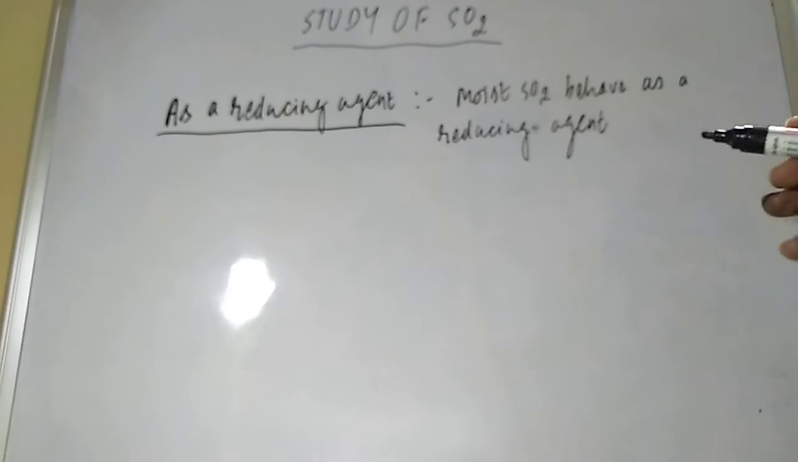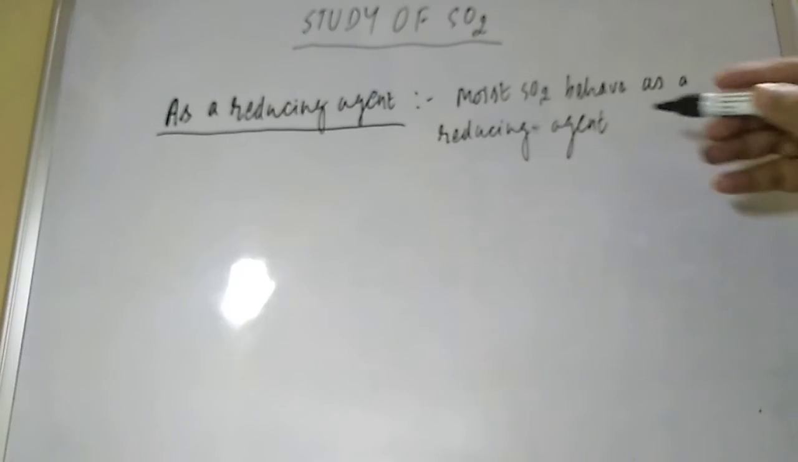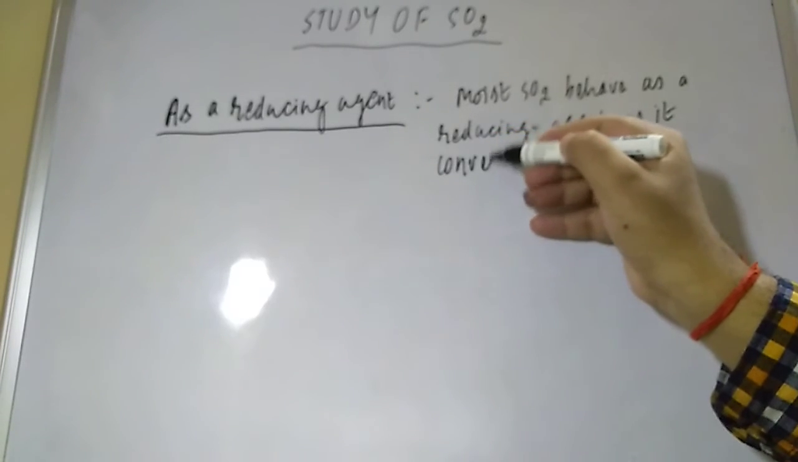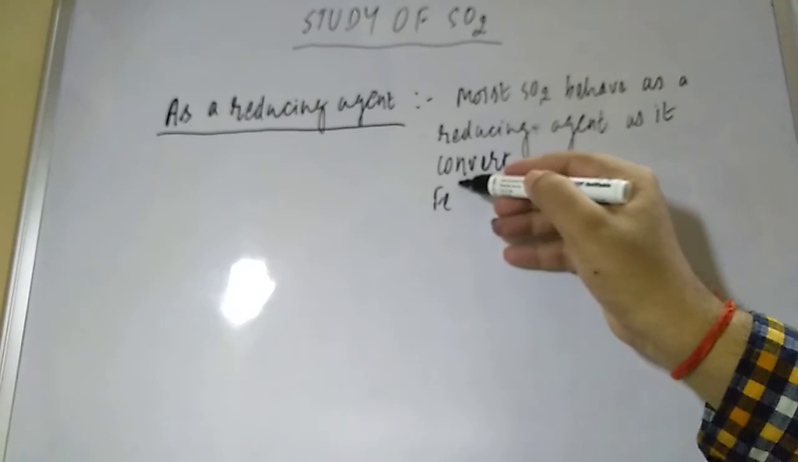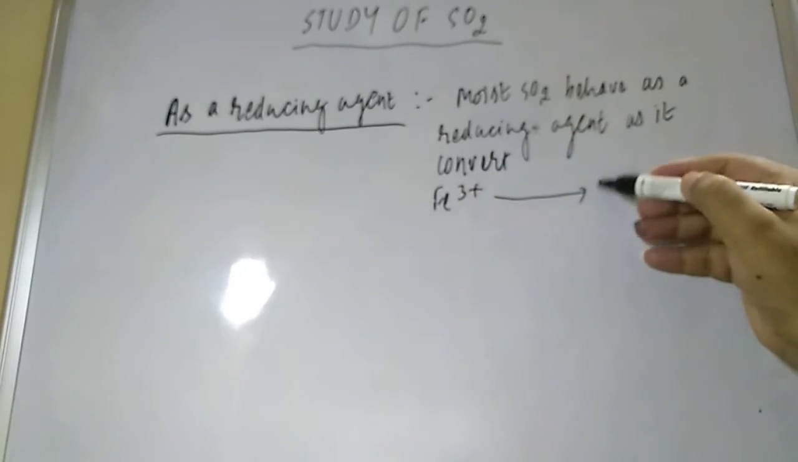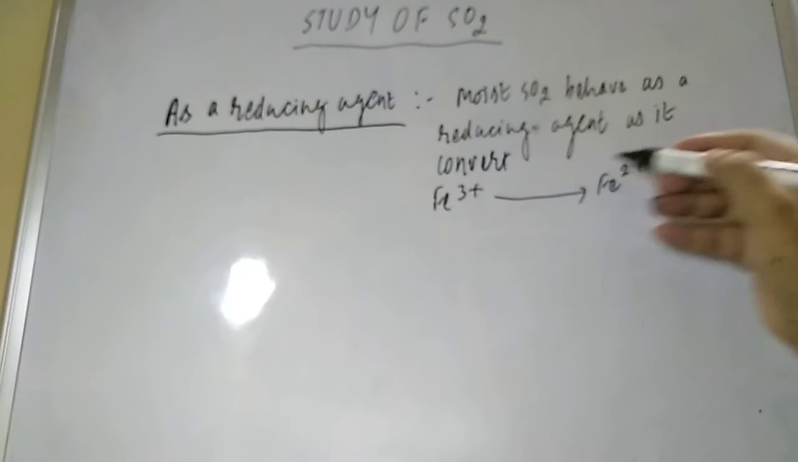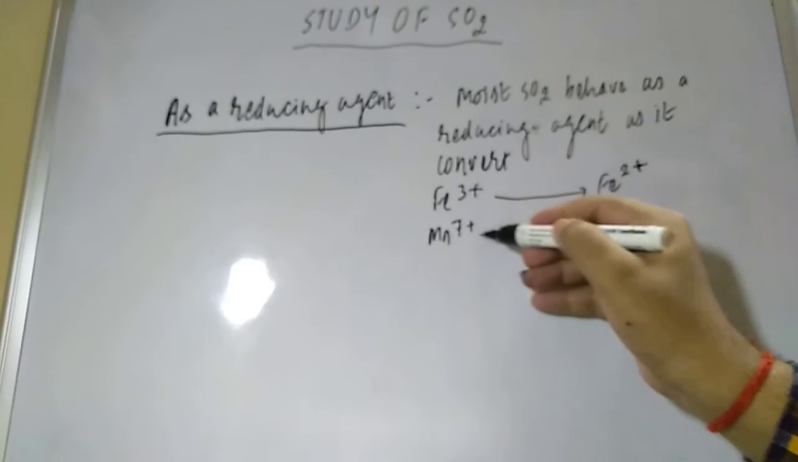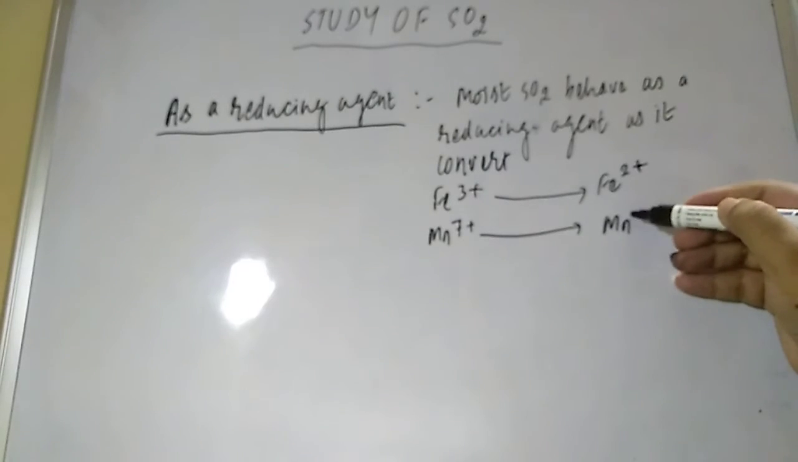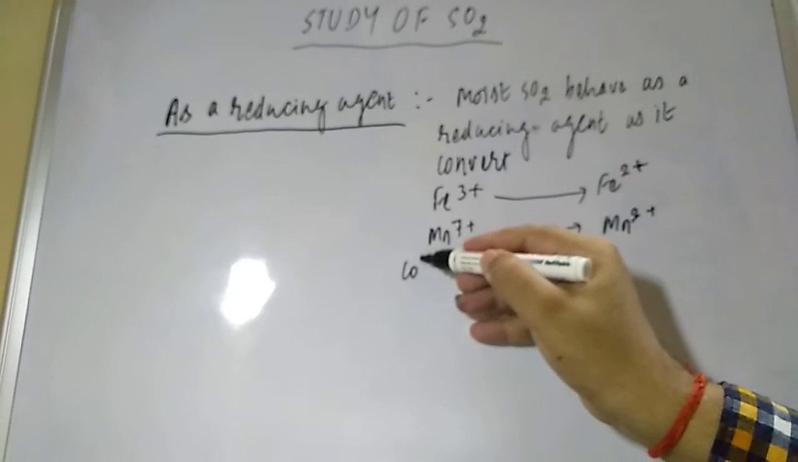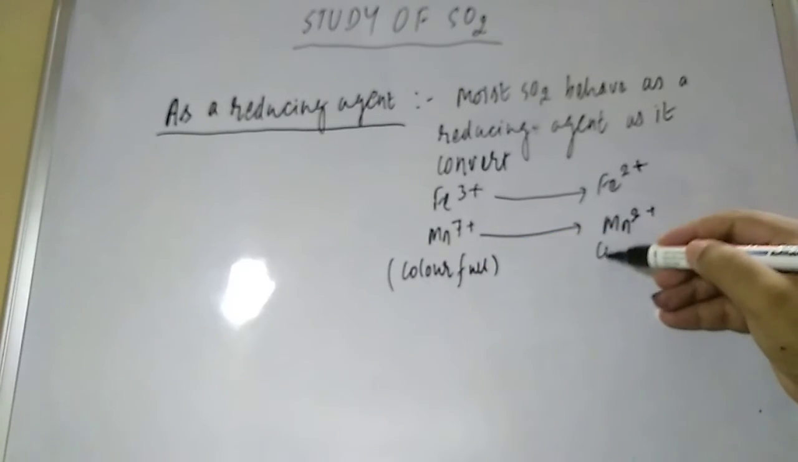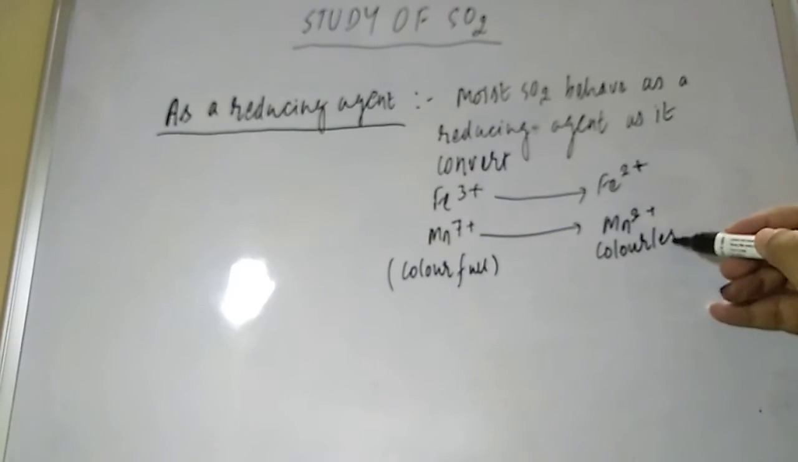Moist SO2 behaves as a reducing agent as it converts Fe3+ to Fe2+ and Mn7+ to Mn2+. The Mn7+ is colorful, a pink color, and the Mn2+ is colorless.